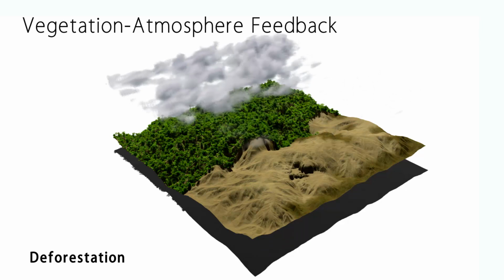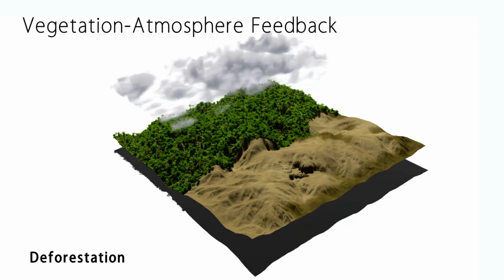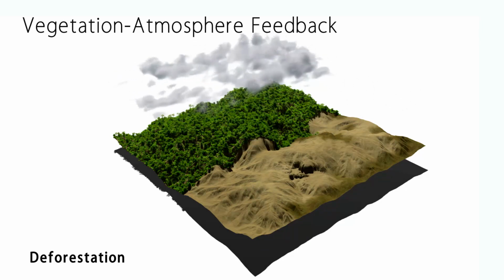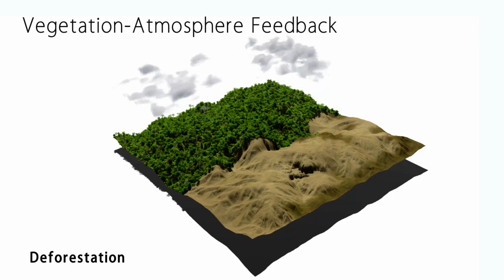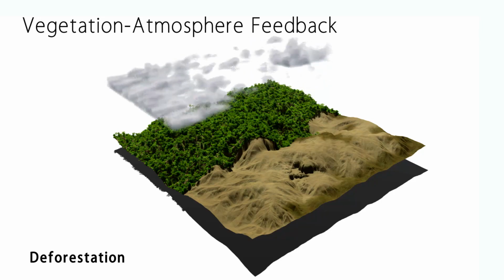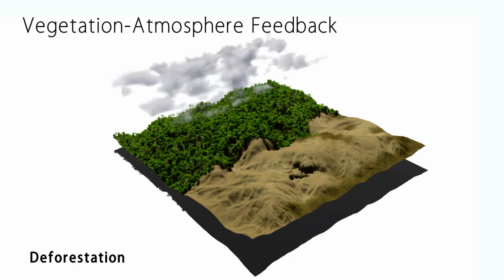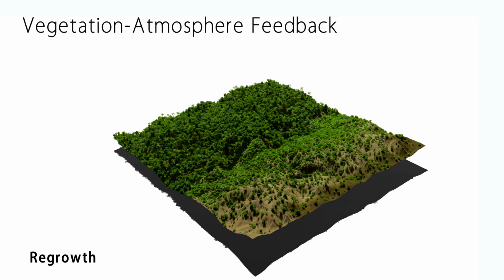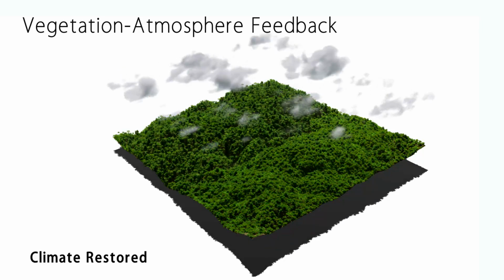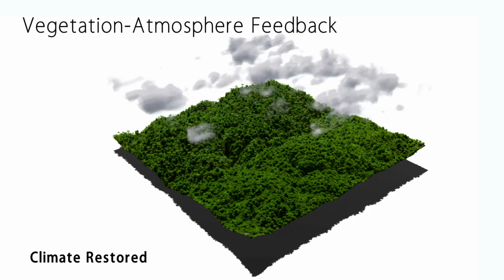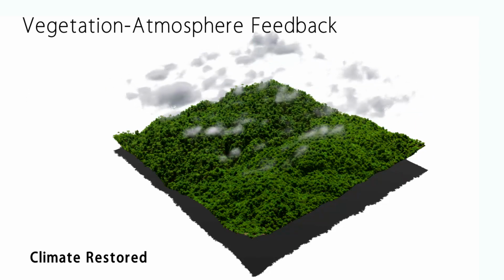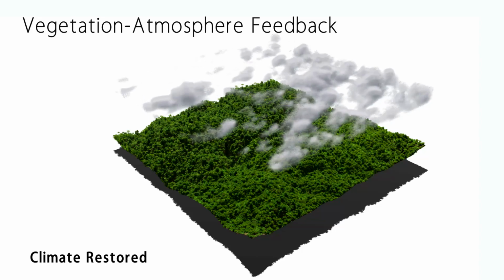In this rainforest scene, we clear an area of the vegetation during simulation. After the deforestation, clouds form only above the rainforest region. Then we continue vegetation growth until the ecoclimate is restored. This shows the interconnection between vegetation and atmosphere.